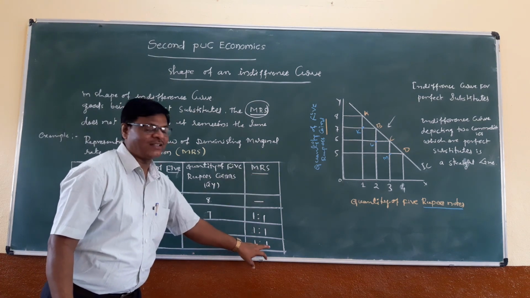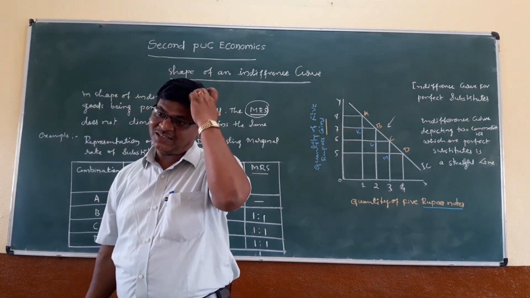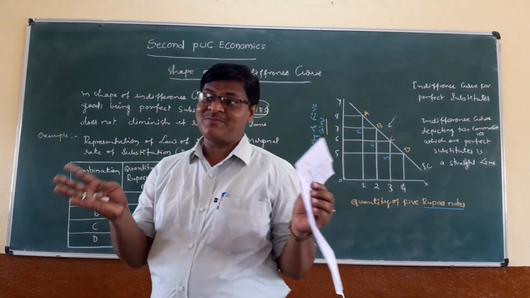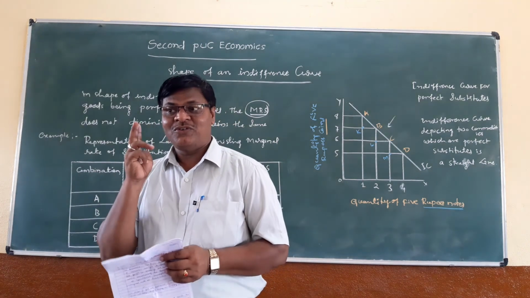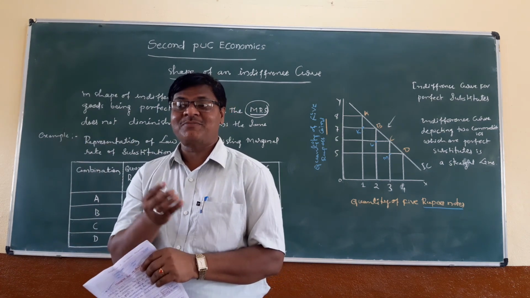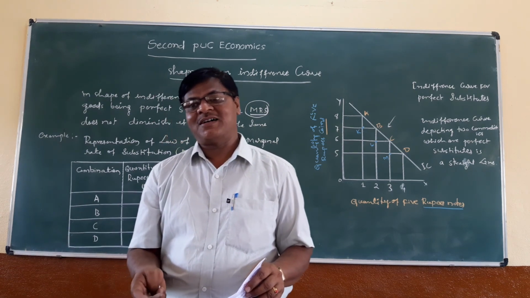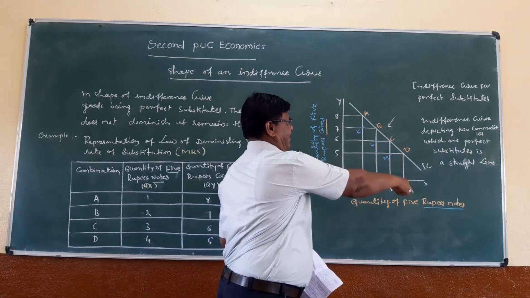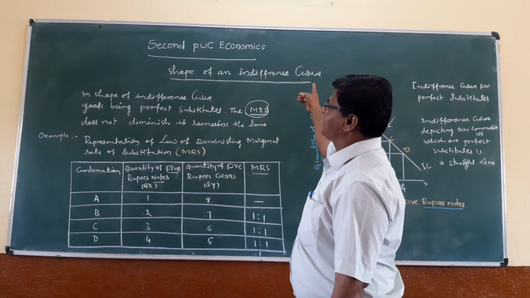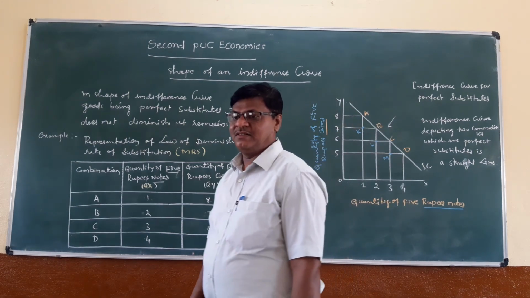This is the law of diminishing marginal rate of substitution when the two goods are perfect substitutes. When the two goods are perfect substitutes, the marginal rate of substitution does not diminish, it remains the same. So the indifference curve is a straight line. This is called the shape of an indifference curve. Okay, thank you.